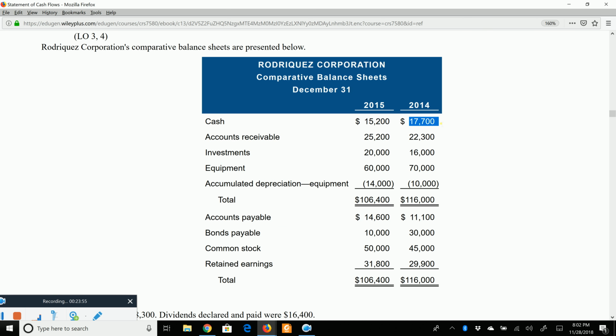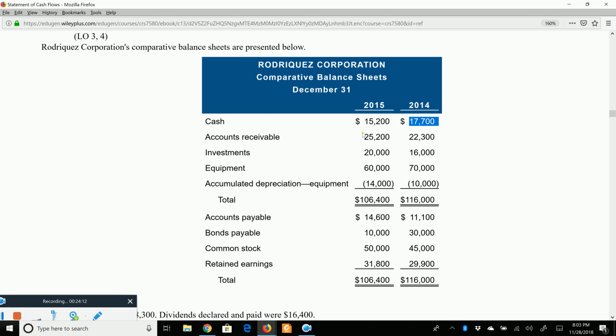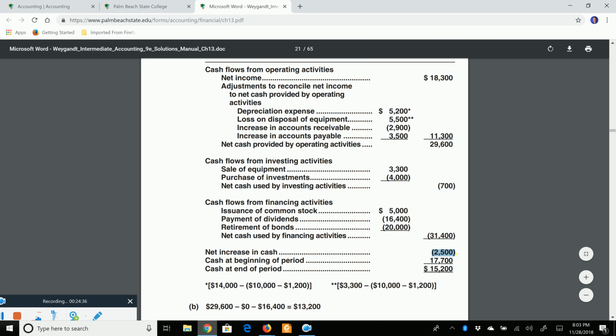And remember what we said earlier on the balance sheet. Cash at the beginning of the year was $17,700. So we'll take that $17,700 and then subtract the $2,500 decrease, and you get ending cash, $15,200. And that's going to agree with our ending balance sheet. And there it is, $15,200. So effectively, that cash flow statement has thoroughly explained how the cash balance went from $17,700 at the beginning of the year to $15,200 at the end of the year. A $2,500 decrease, and there it is.